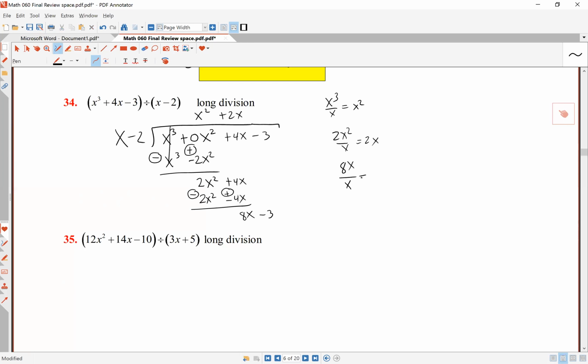8x divided by x is 8. And so we put an 8 up here. 8 times x is 8x, and 8 times negative 2 is negative 16. Subtract by changing the signs. Positive 16 minus 3 is 13. So we write quotient plus remainder over the divisor.